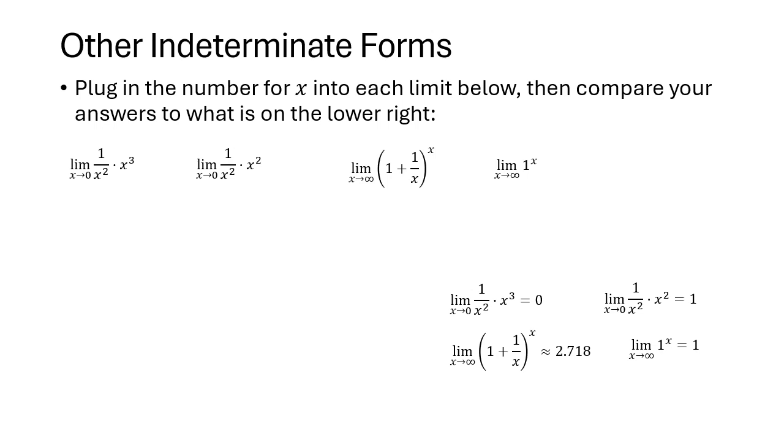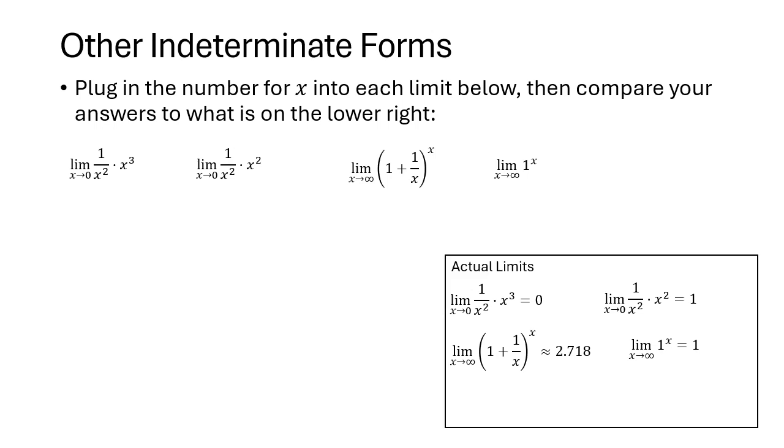So for the first limit, if we plug in 0 for x, 1 over 0 squared is infinity, so we end up with infinity times 0. On the second limit, we also end up with infinity times 0, since, well, correction, 0 squared is 0, so 1 over 0 is infinity, times 0 squared, this also is infinity times 0.